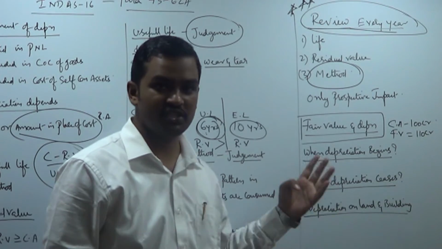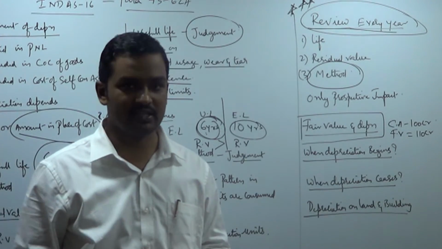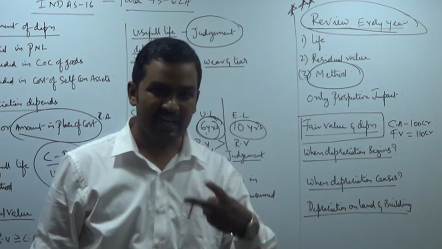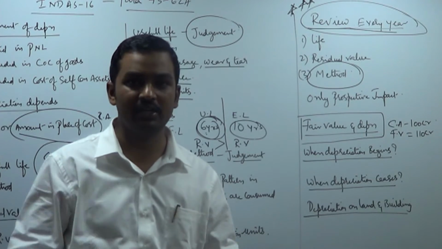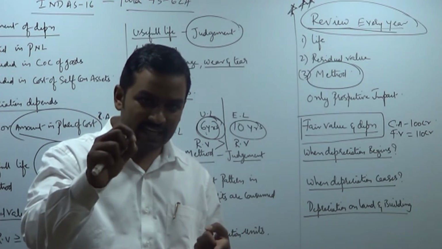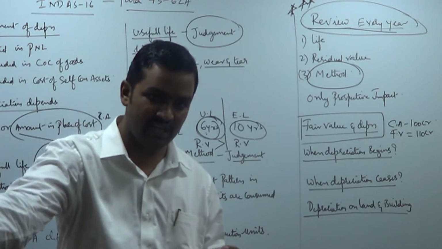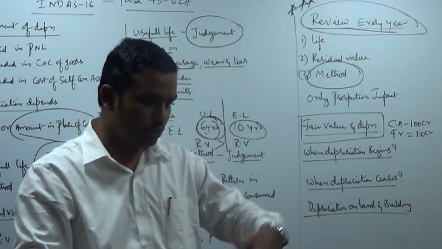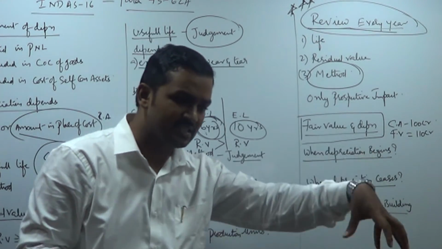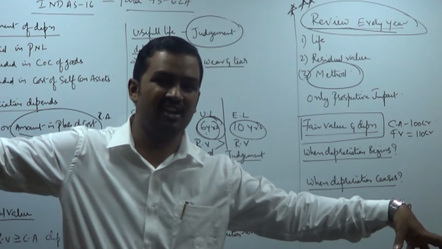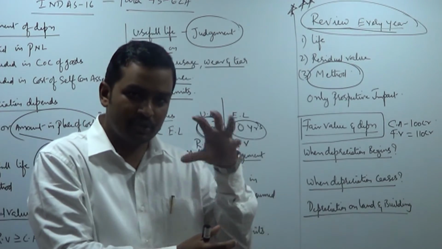When does depreciation cease? When should we permanently stop depreciating an asset? Here the standard says, earliest of 2 dates you have to stop depreciation permanently. First, the day the asset has been classified as held for sale: the day you have decided to dispose of the asset, management has taken a decision and the asset satisfies the definition of an asset held for sale under Ind AS 105, on that day the depreciation should cease.